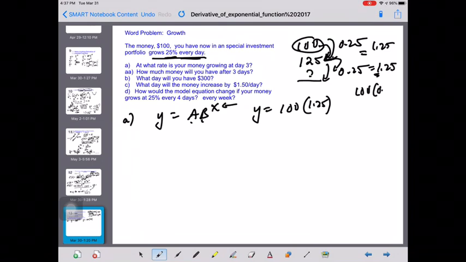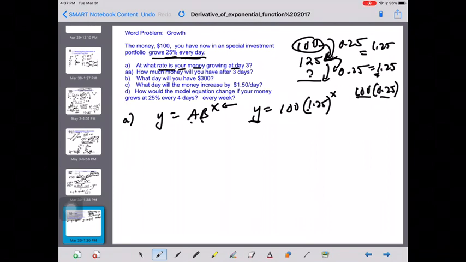Keep in mind, this is a growth. If you were to graph this out with 0.25, the number would get smaller. That's why when you multiply by something greater than 1, it's going to grow, to the power of x in this case. Let x be the number of days and y be the amount of money that you have. So this is your model.